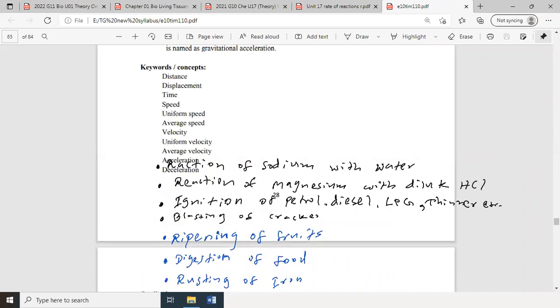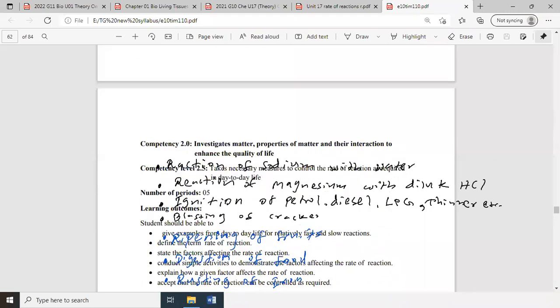So for example, I'll give one example. You can see the grade 10 chemistry part.